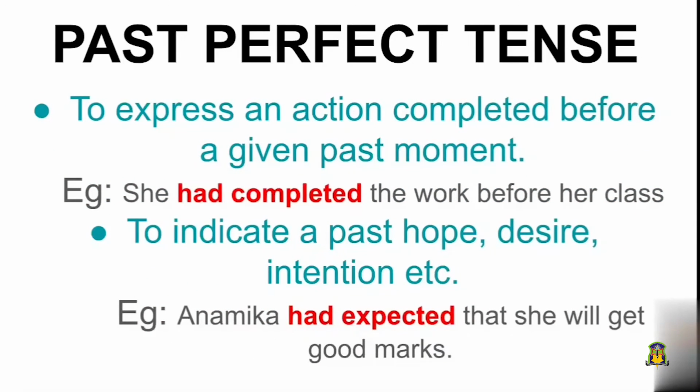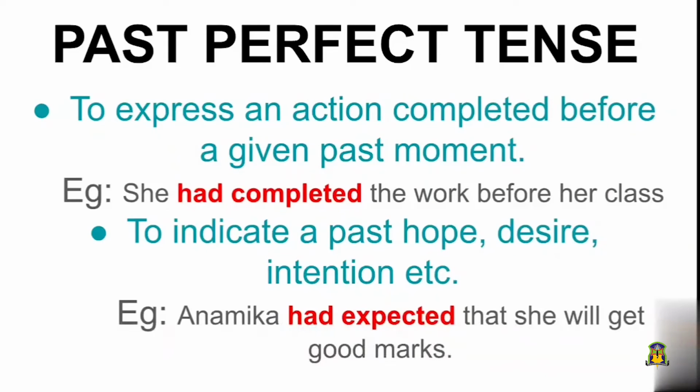Now we will see the use of past perfect tense. It is used to express an action completed before a given past moment. For example, she had completed the work before her class. Meaning is that before the class started, she had completed the work.